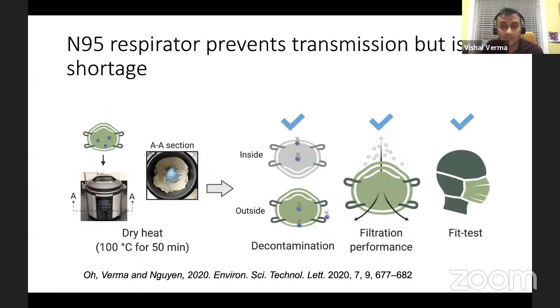So we found that it is able to decontaminate the mask, but it also is able to retain its filtration efficiency, and also the fit test, because the mask has to be really properly fit onto your face. Otherwise, a lot of air can easily pass through the gaps around your nose and mouth, so it will not serve your purpose. And what we found is that by using this dry heat, using a simple electric cooker at your home, you just put that mask into this electric cooker for like 50 minutes, and your mask is ready to reuse again.